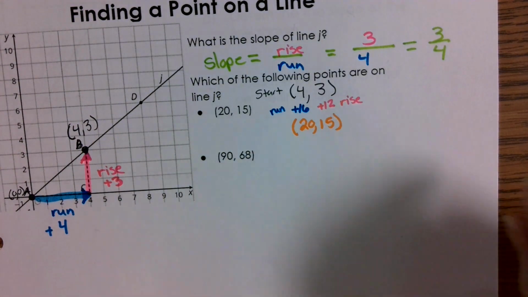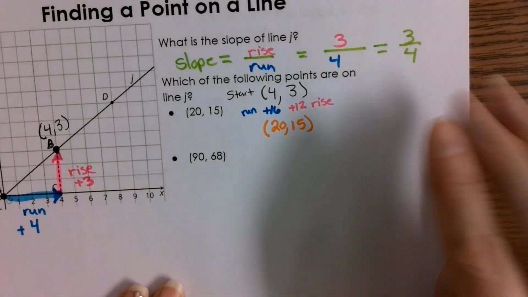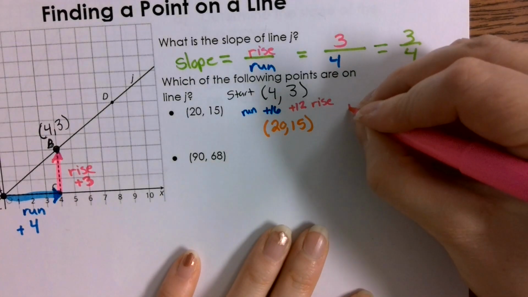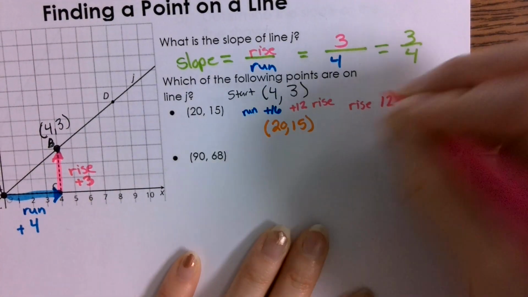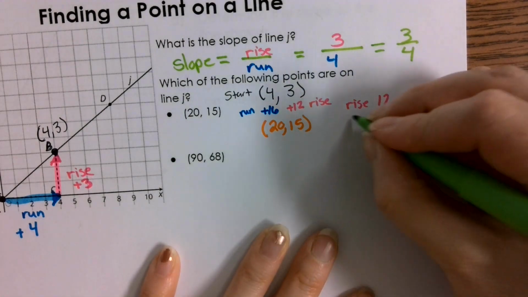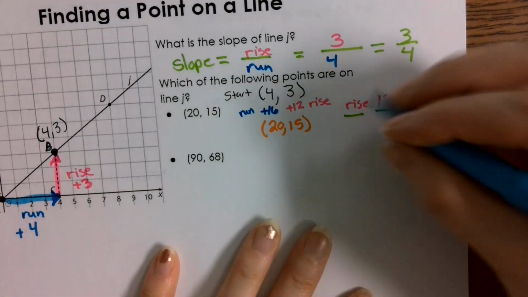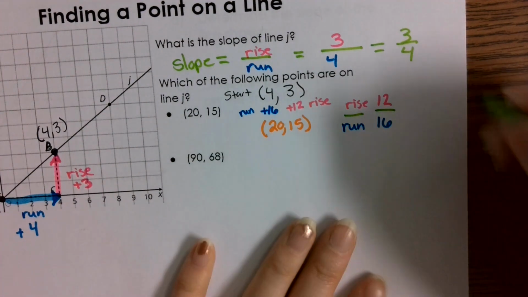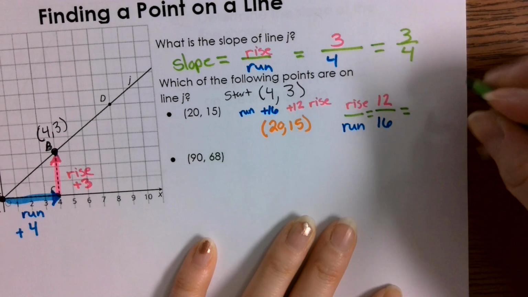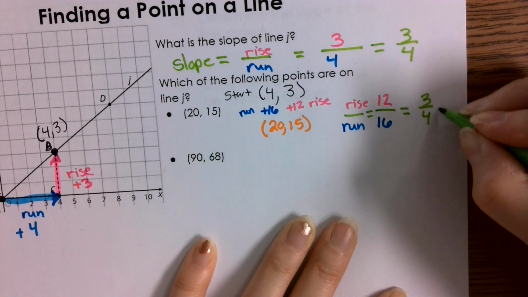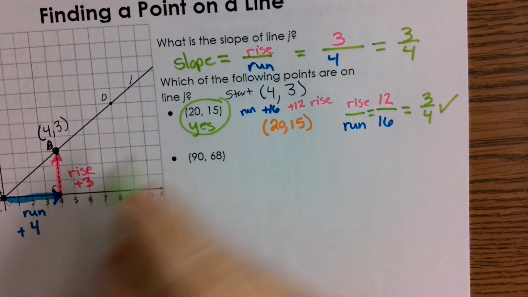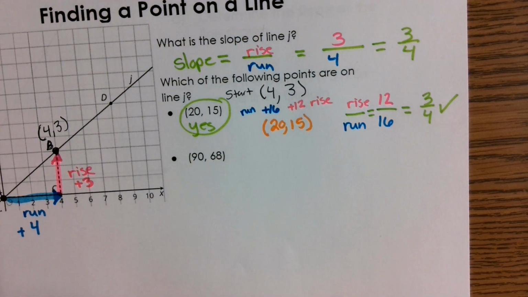So now we need to check, is that the same exact slope? Will it simplify to 3 over 4? So we always put our rise on the top, which was the 12. We're going to put the run on the bottom, which was 16. And then we're going to simplify. 12 over 16 simplifies to 3/4. So yes, this is a point on the same line. We are able to create a point on the exact same line.